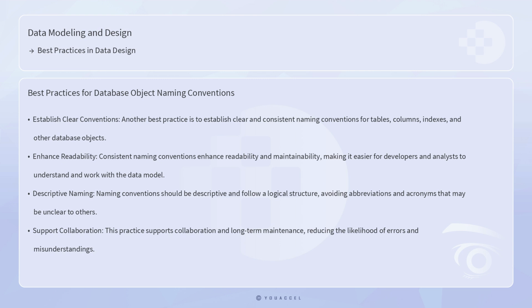Another best practice is to establish clear and consistent naming conventions for tables, columns, indexes, and other database objects. Consistent naming conventions enhance readability and maintainability, making it easier for developers and analysts to understand and work with the data model. Naming conventions should be descriptive and follow a logical structure, avoiding abbreviations and acronyms that may be unclear to others. This practice supports collaboration and long-term maintenance, reducing the likelihood of errors and misunderstandings.